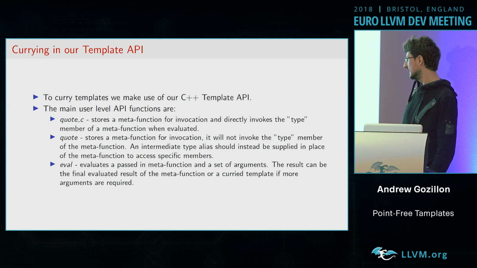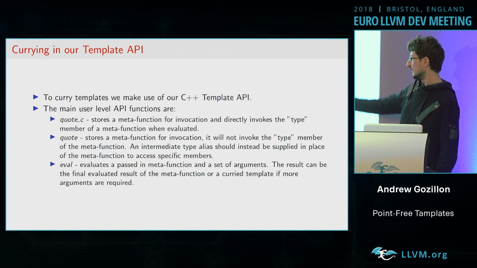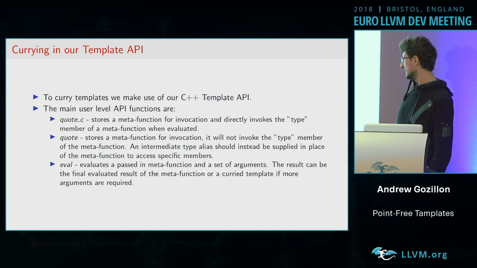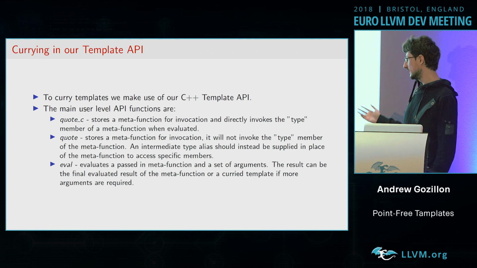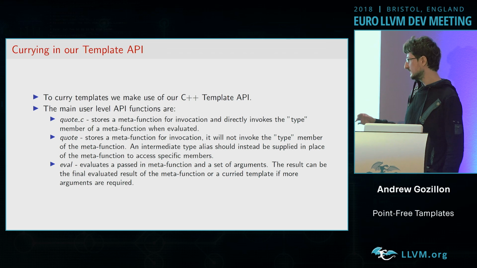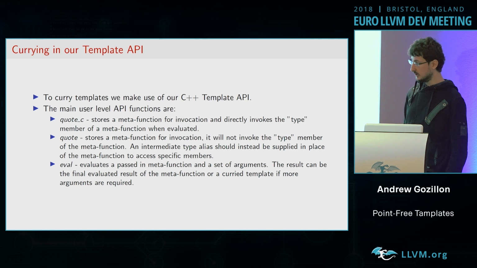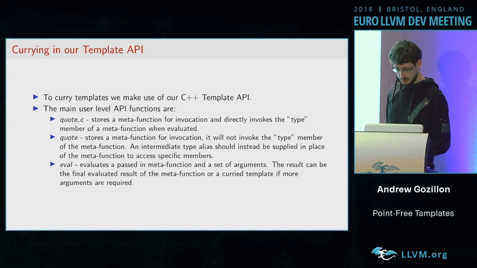Eval basically evaluates a passed-in metafunction and a set of arguments. So you'd be passing in one of these quotes wrapped around the metafunction, and then a set of arguments you desire to give to that metafunction. If you've got enough arguments, it will return your evaluated result, which could be a type or whatever, or it will return the curried template back to you, so that you can then use it and apply arguments later on at a later date.